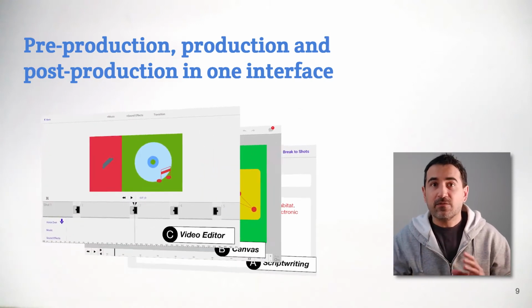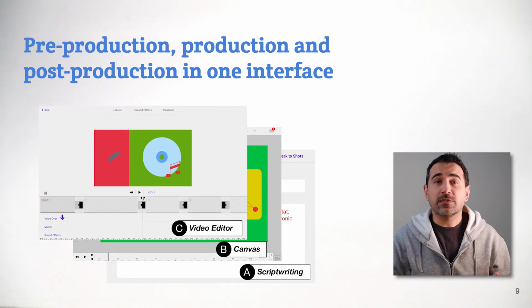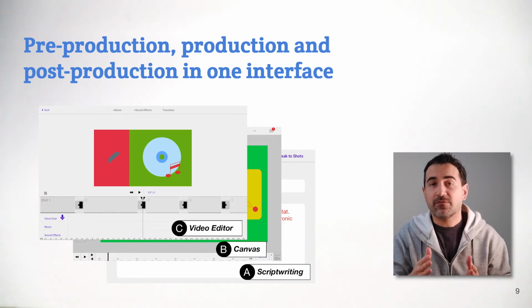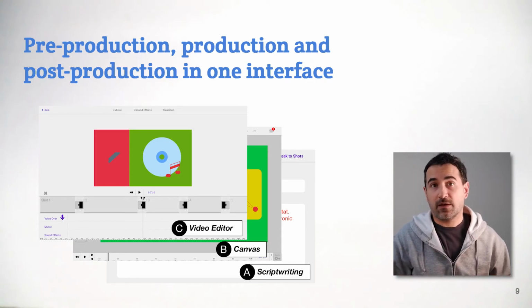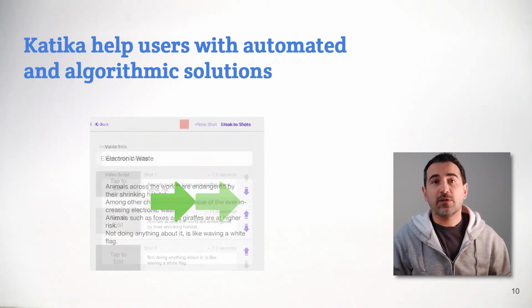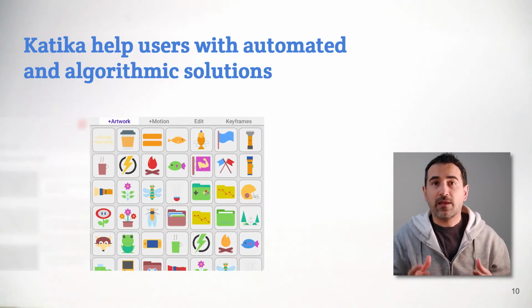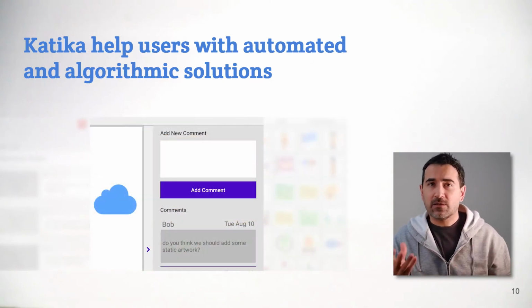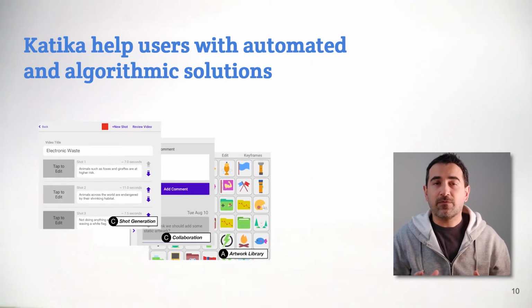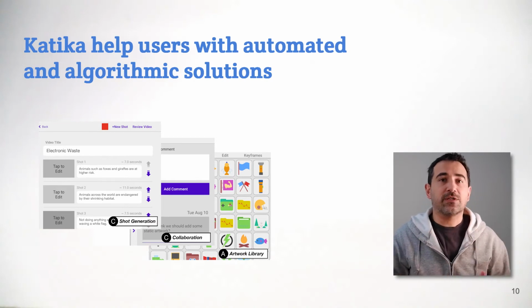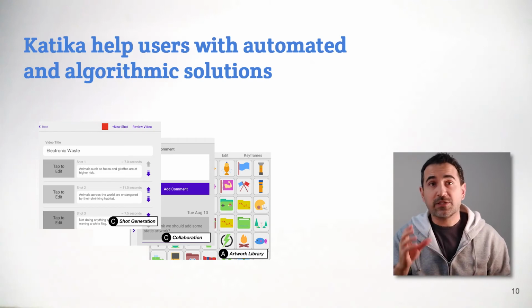Also, by keeping everything in one integrated software, we reduce the cost of task switching or the risk of users feeling lost between many different tools. We also embedded multiple algorithmic and automated features in Katika. Among others, it has a built-in algorithm to divide a long script into separate shots, an extensive repository of highly editable artwork, and similar to technologies such as Google Drive, it simplifies collaboration by hosting everything on a cloud server. There are of course other features built into Katika. In this video, however, I'll only focus on our animation technique.